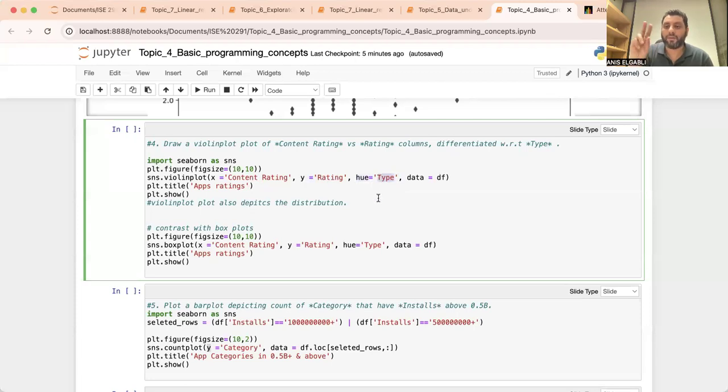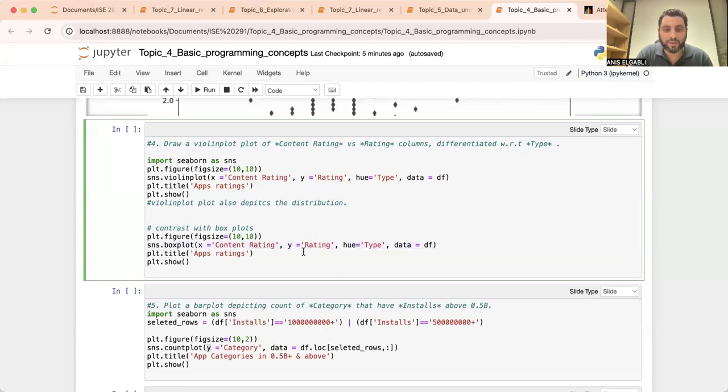And for type, there are two choices or categories, paid or free. So we will have two statistical plots for rating per category in this categorical attribute. Let me plot it first. So we are doing it in two ways. We are doing it with violin plot as well as box plot.